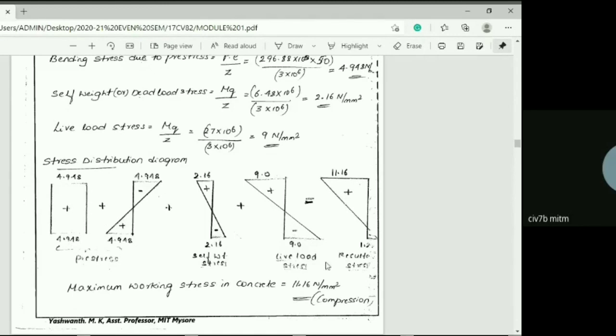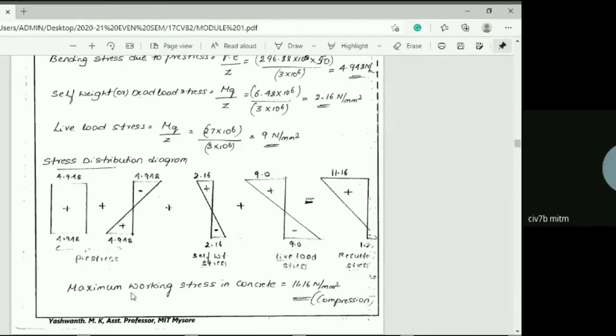Next, 4.948 plus 4.948 minus 2.16 minus 9. So it will become minus 1.20 Newton per millimeter square. That means it is tensile. So once again, draw the straight line. To my left, draw the compression line. To my right, draw the negative line. So draw this and show.